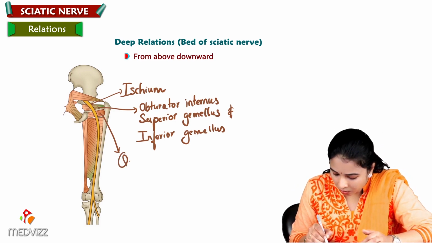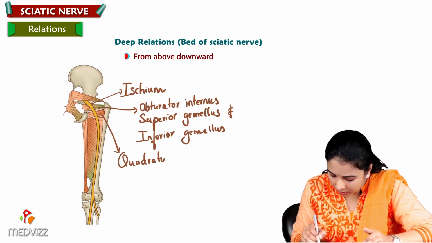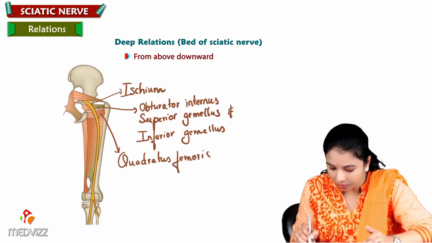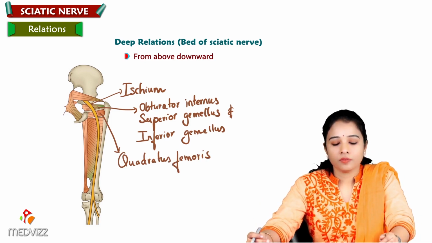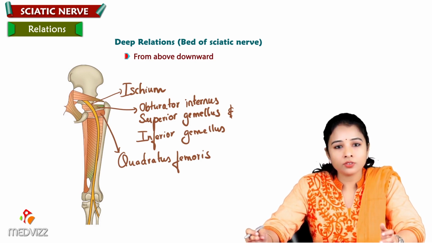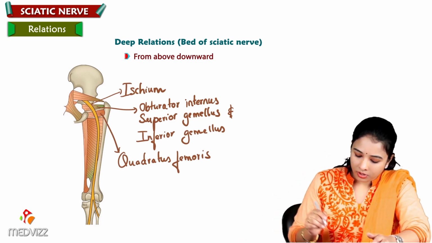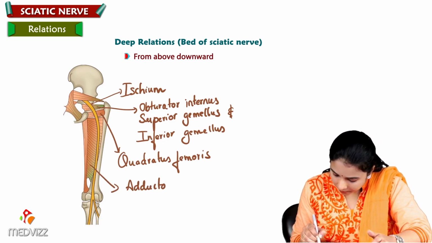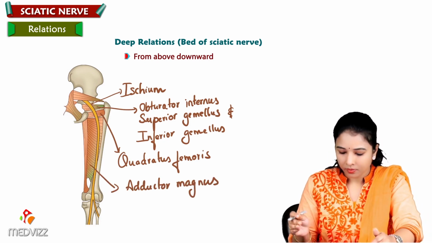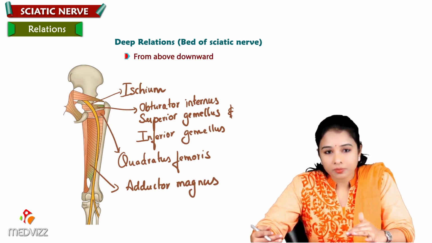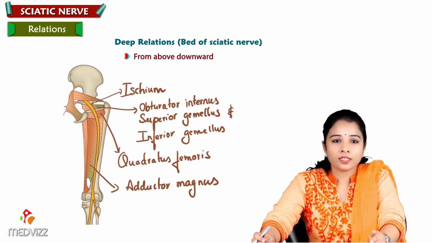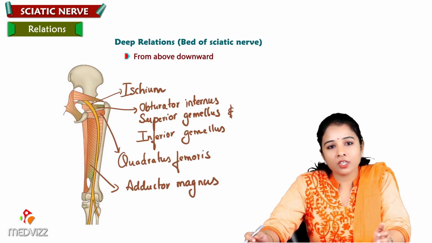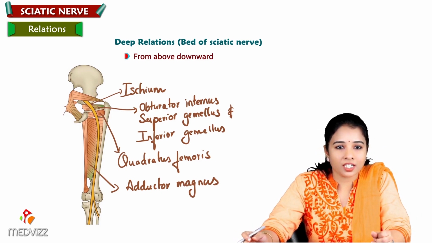So this is quadratus femoris. And still more below, we can see the sciatic nerve lies over a very thick muscle which is called the adductor magnus muscle. So these are the muscles which form the sciatic nerve bed, or the deep relations of the sciatic nerve.